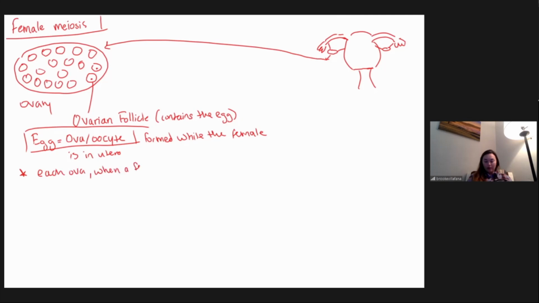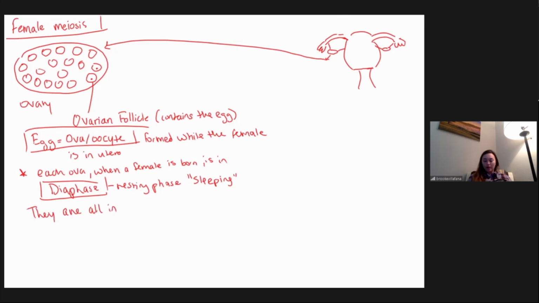Each ovum, when a female is born, is in diakinesis, and that basically is the resting phase. So you could think of it as all of them are sleeping. All of those eggs are sleeping, and all of those eggs are in prophase 1, they're all tetrads.